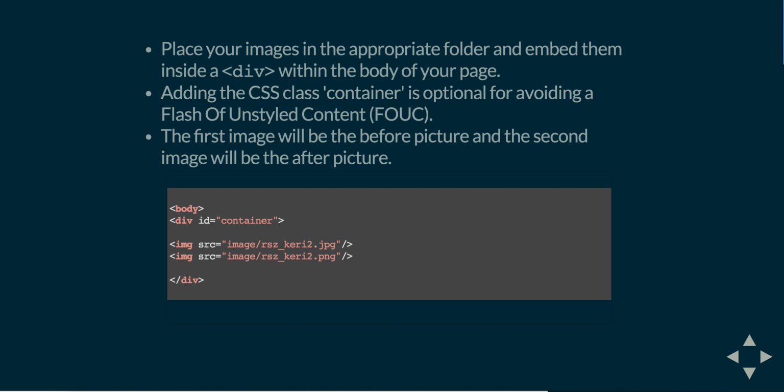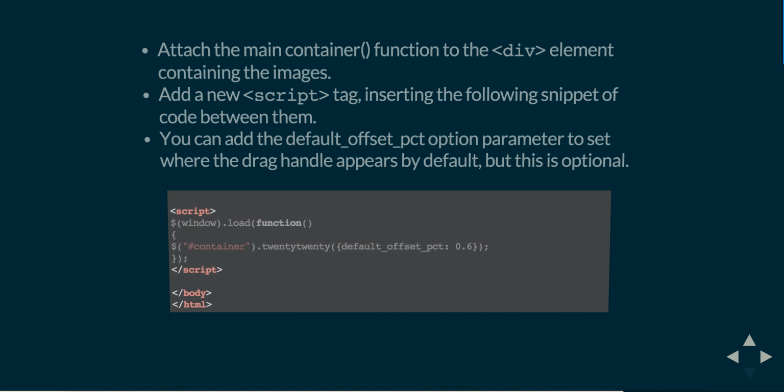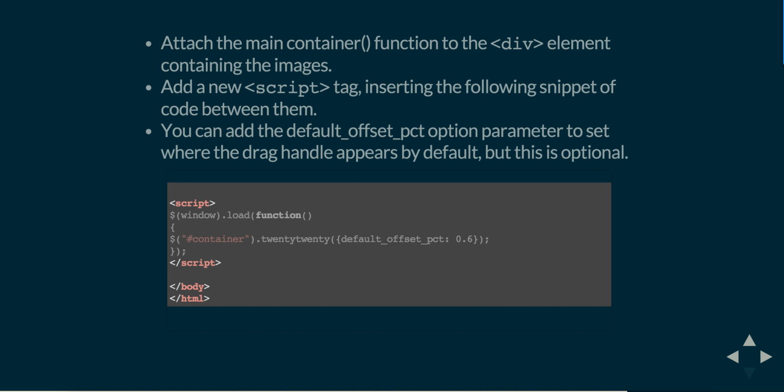Place your images in the appropriate folder and then embed them inside a div tag within the body of the page. You can add the CSS class container, and this will help you to avoid the flash of unstyled content, and it is optional. I did not use that in this demonstration. The first image that you place will be the before picture, and the second image is the after picture. You're going to attach the main container function to the div element containing the images.